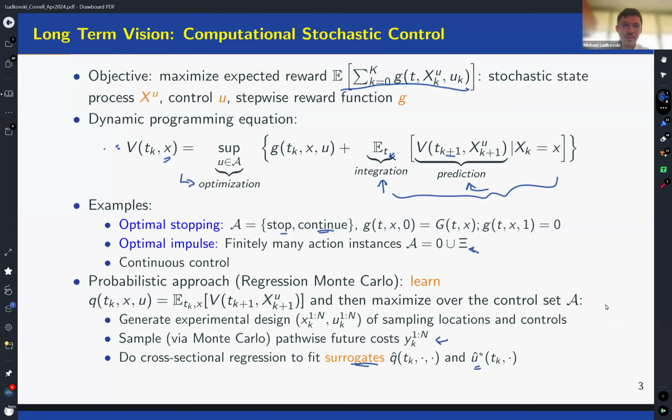So this is a large class of problems which are of great interest across quantitative finance from a dynamic optimization perspective, that fit naturally with the previous statistical learning paradigm.